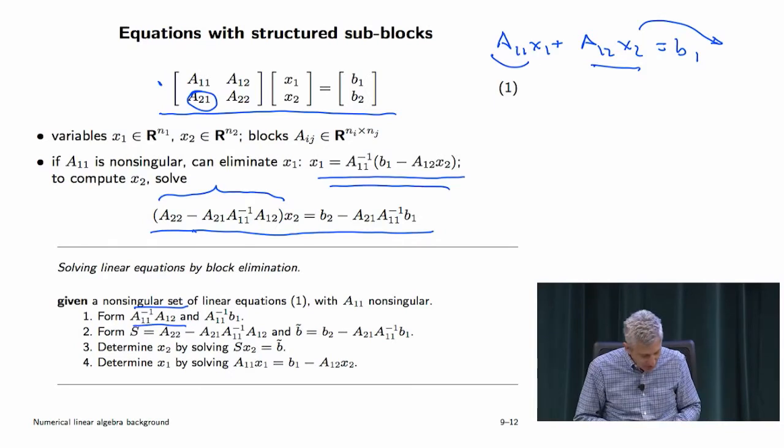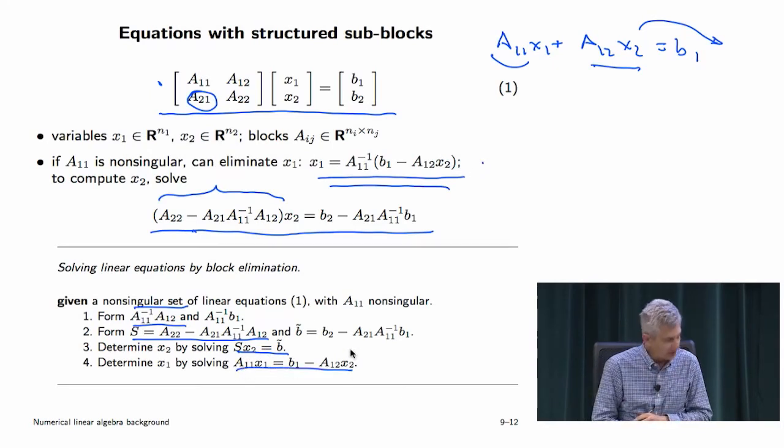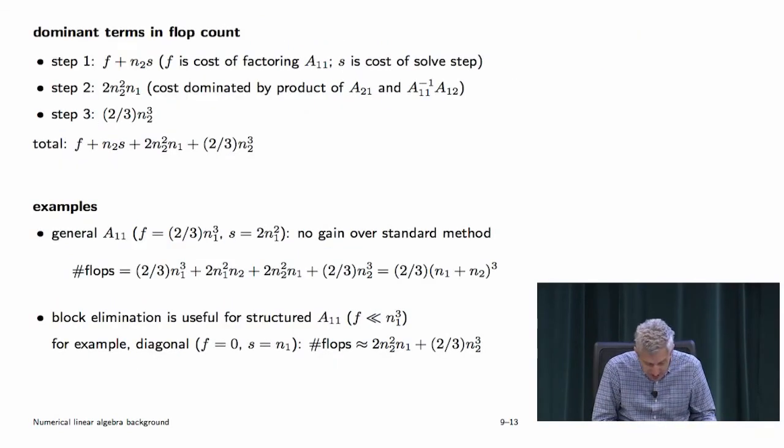So you form the Schur complement. Then you solve the Schur complement equation, and then you use this equation to reconstruct x1. So that's the method. Let's figure out how much it costs. Well, the answer is it's f plus n2 s. That's the cost of factoring a11, and s is the solve step. These are the back solves. As you said, there's one factorization and some solves.